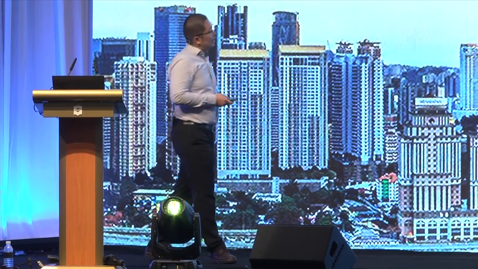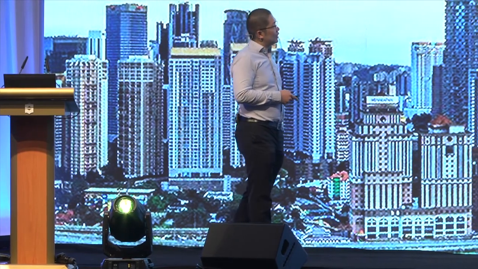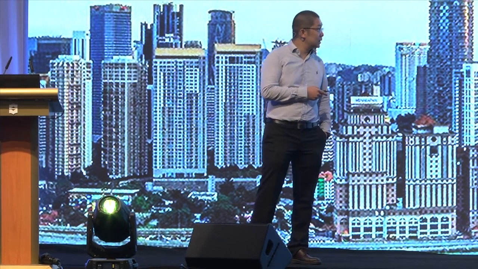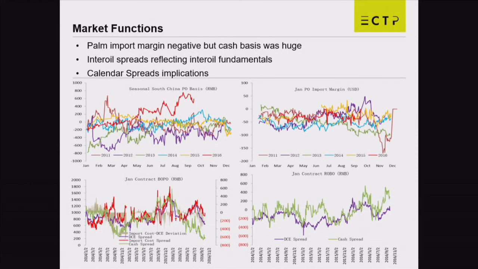And the second sector is palm. The first chart is the Chinese palm oil cash basis. You've seen the basis has gone up to a historical high, to a level that you would not have imagined before. This is basically because the import program was too low, so the stocks got too tight, and a lot of places are getting squeezed in the cash market. So you have this huge cash basis, but it has started to go softer recently.